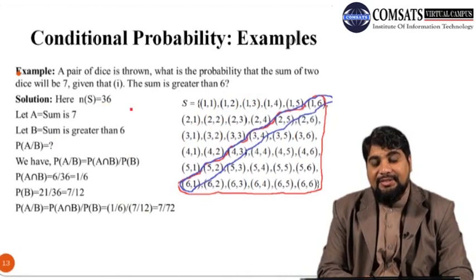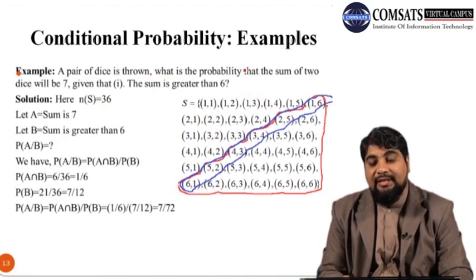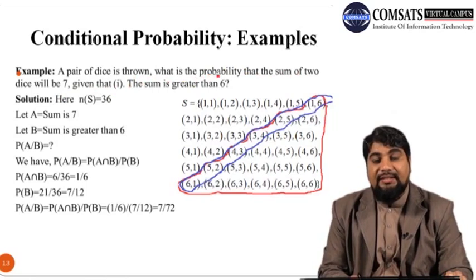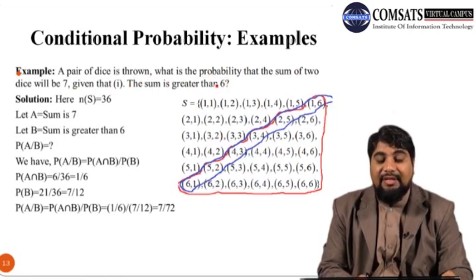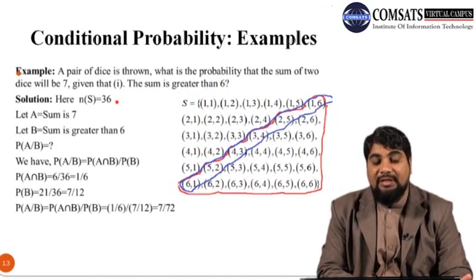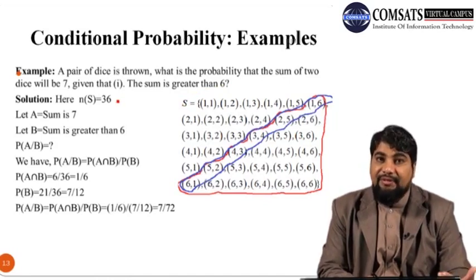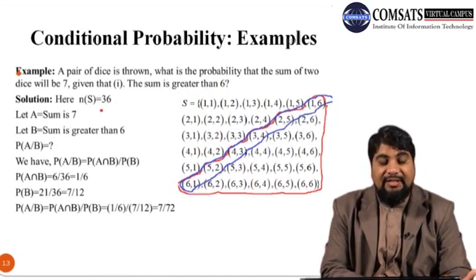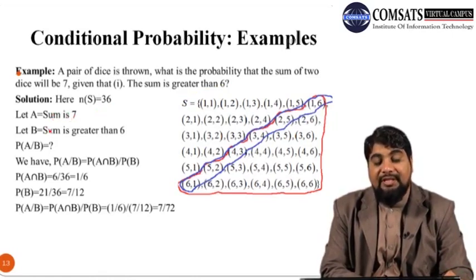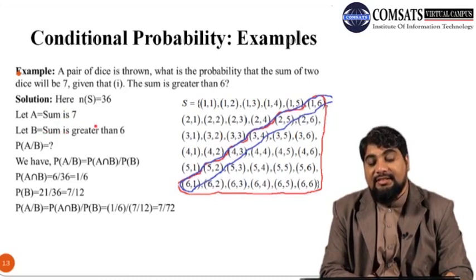Let us consider another question. A pair of dice is thrown. What is the probability that the sum of two dice will be 7 given that the sum is greater than 6? So again we have the same sample space, with a total of 36 sample points. Define the two events: event A, that the sum is 7, and event B, that the sum is greater than 6.